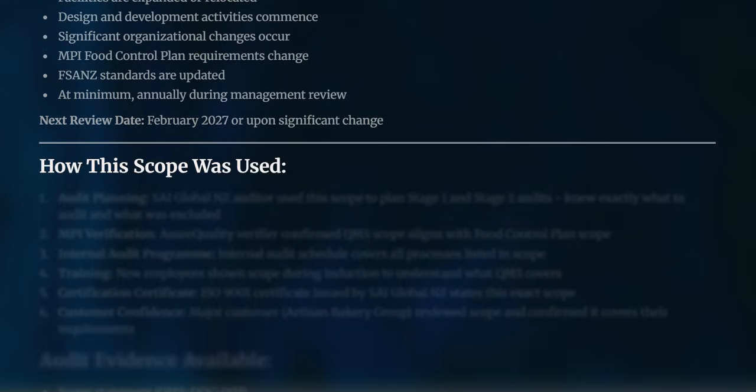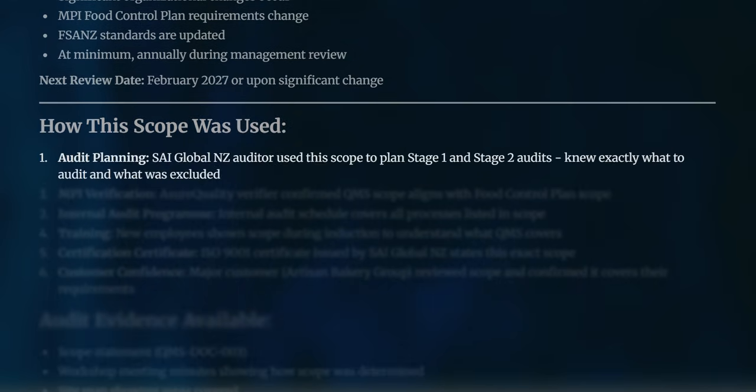So how was this scope used? For audit planning, the SAI Global New Zealand auditor used this scope to plan the stage 1 and stage 2 audits, and knew exactly what to audit and what was excluded.